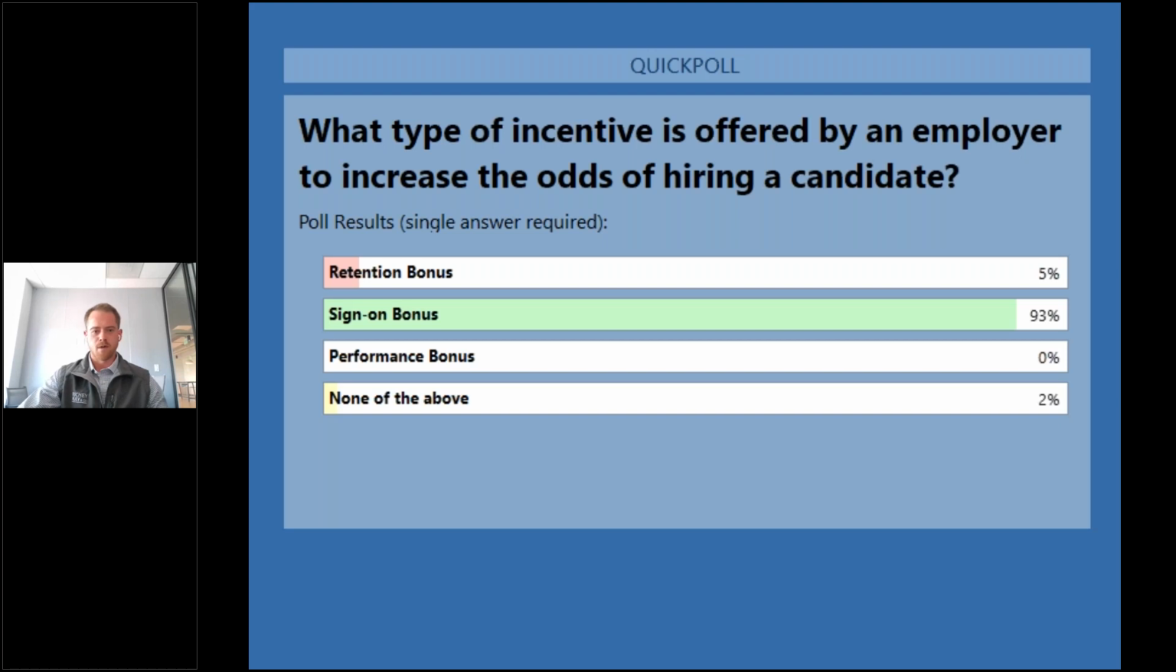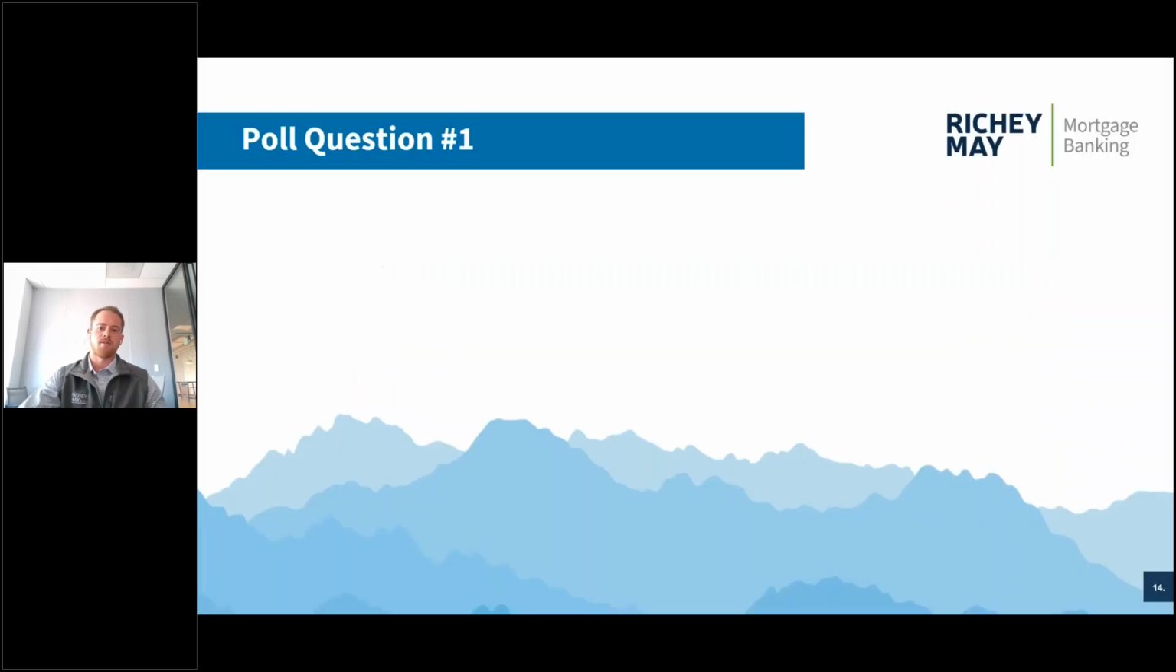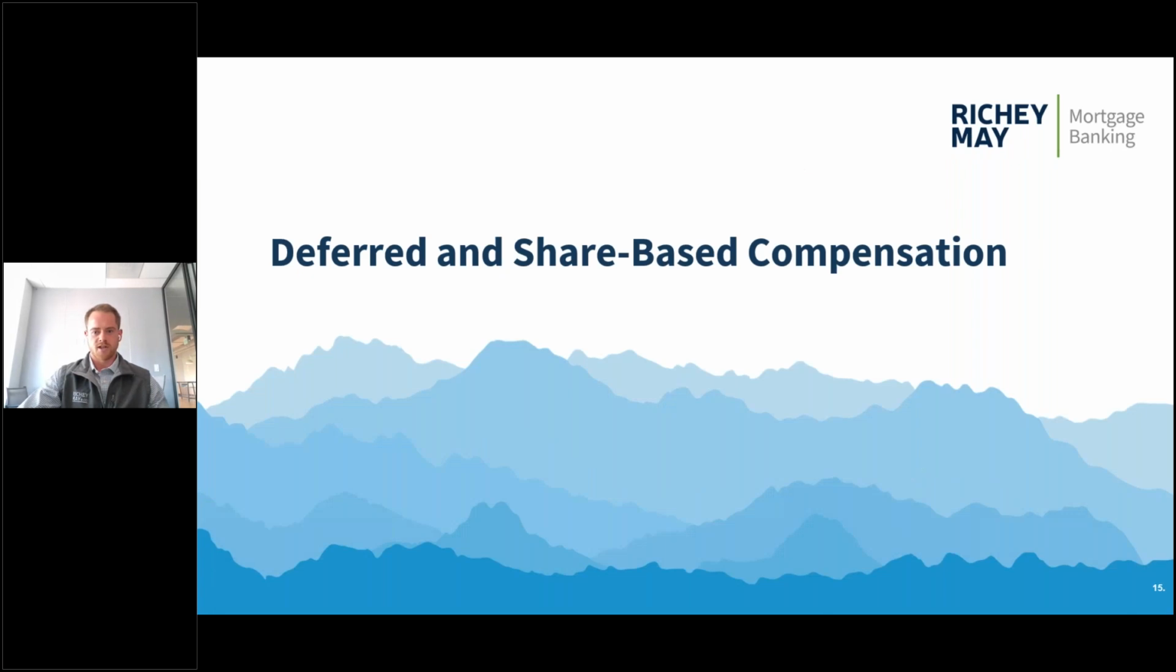Awesome. Well, it sounds like most of everybody got it correct. It was the sign-on bonus, which was the correct answer, which really is offered to incentivize the chances of hiring somebody as compared to a different employer in a competitive market. So awesome. We will move on to our next section now, which is deferred and share-based compensation.